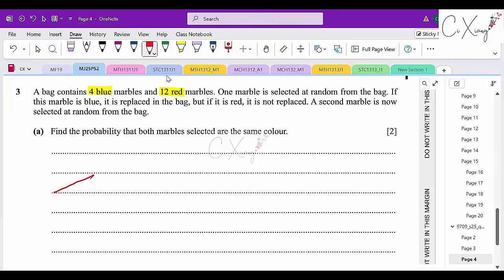If let's say I want to draw a tree diagram, what is the outcome that I might have? For the first one, I might get the red or blue marble. This is the first marble that I select. There are 2 outcomes here: either I get a blue or I get a red.